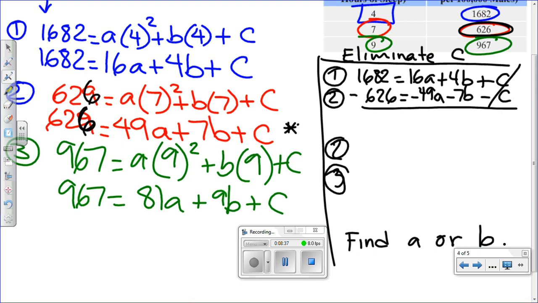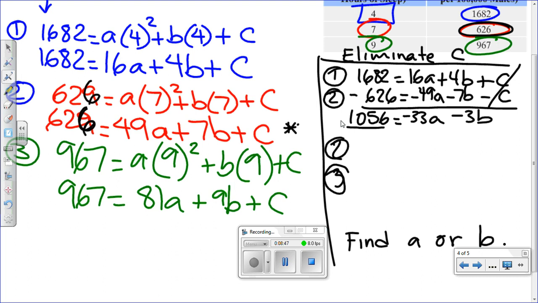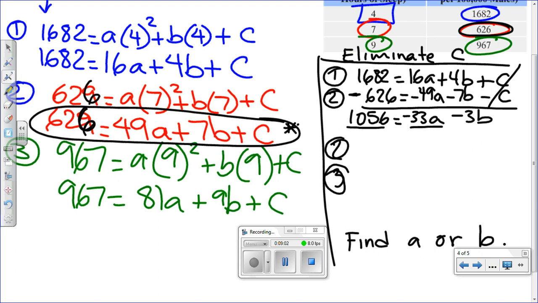So then after that, that gets canceled. We have negative 3b. So after combining like terms, the constant terms, I got that. Combining the a's, I got that. So now we'll take equation number 2, which is 626, this one here. I'm going to use the negative form of it, meaning that all my coefficients are going to be negative. So negative 626 equals negative 49. So if you notice, I'm already multiplying it by -1, minus 7b minus c.